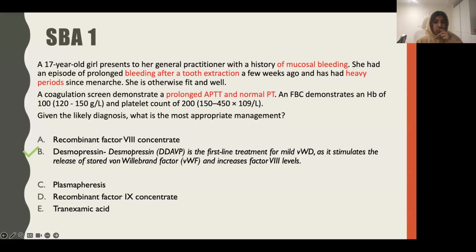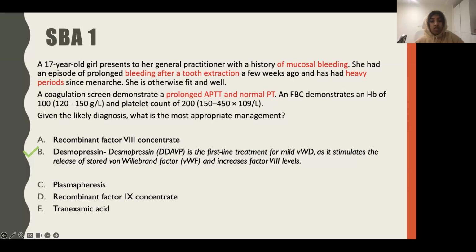She is anemic, and her platelets are normal. Because she's got a prolonged APTT, it's either hemophilia or von Willebrand. It's unlikely to be hemophilia because hemophilia presents with hemarthrosis and hematomas, and it's also an X-linked recessive condition that affects males more. So this is more likely to be von Willebrand because the history of mucosal bleeding plus prolonged APTT is a classic situation of von Willebrand disease.